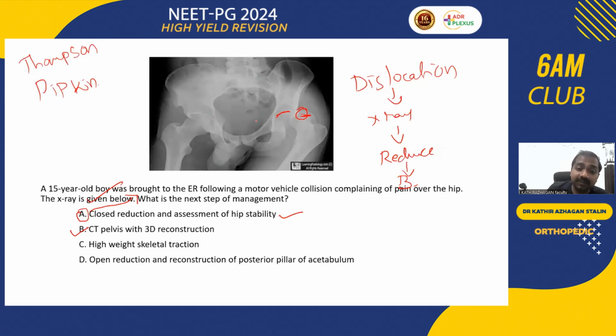You don't have enough time to do this kind of assessment without reducing the patient. So you will take an X-ray and reduce. But after reduction, invariably do a CT scan, make sure the acetabulum is normal, femoral head is normal. Why? Because if you are not doing this, there is a very high chance of hip arthritis or avascular necrosis.